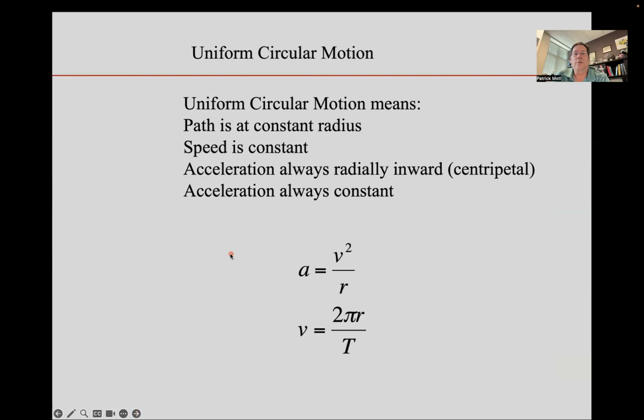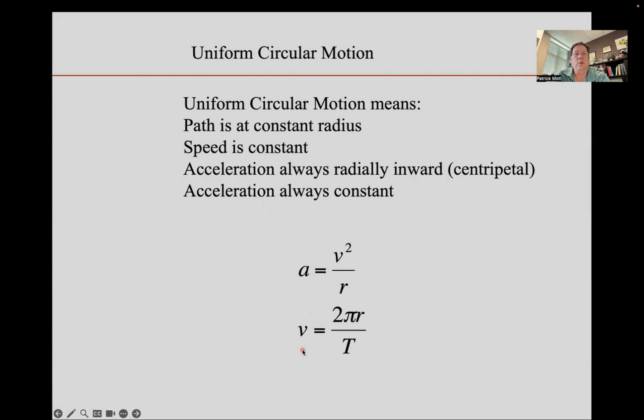The phrase uniform circular motion is one of those special phrases in physics. Whenever someone says uniform circular motion, it means the following things are true. The path is a circle, so it is a path of constant radius. The speed cannot change. The velocity changes because the direction of motion is changing. The speed is constant. The acceleration always points radially inward to the center of the circle. It is the center seeking, or centripetal, acceleration, and the magnitude of the acceleration is constant.